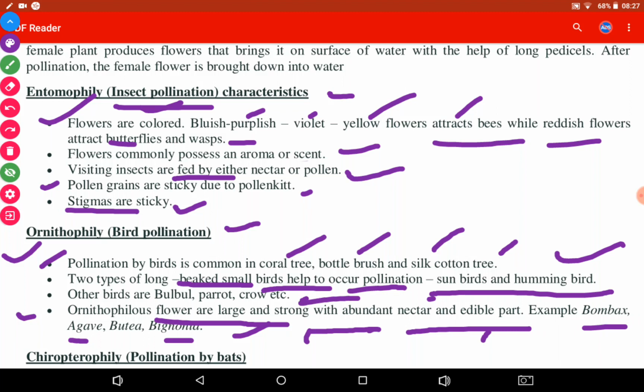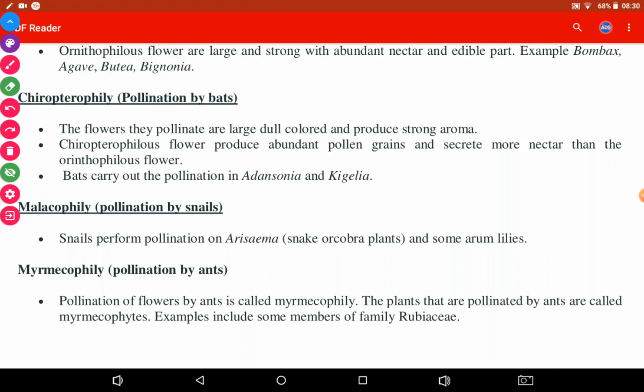Sunbirds and hummingbirds, you know very well, are the smallest birds of the world, the smallest birds of the class Aves. Other birds are bulbul, parrot, crow, etc. They are also helpful in ornithophily, or we can say bird pollination. Okay, so we have to concentrate on the flower: what kind of flowers will be there, and what kind of birds will be there for this condition.